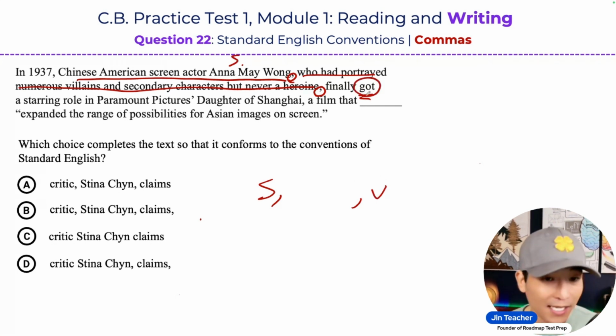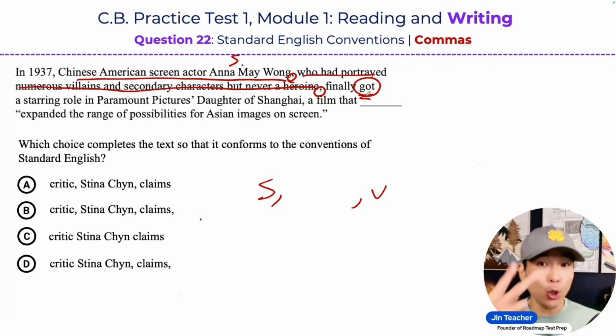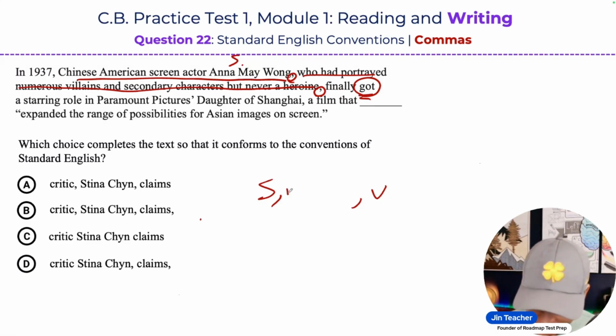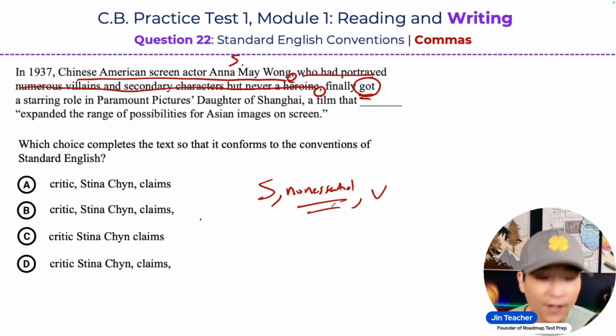Because the verb is going to be "got," right? So again, I said, we're never going to have just one comma that comes between the subject and the verb. If you ever see commas between the subject and the verb, you're going to see two commas. And usually when you see that, almost always it's going to be non-essential information. That's a very common place to put non-essential information, between the subject and the verb, okay? So it's a good comma rule to know.